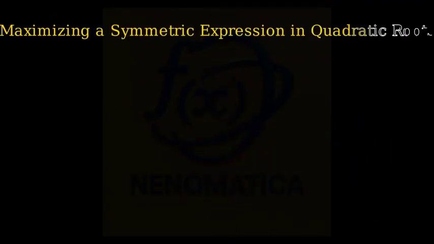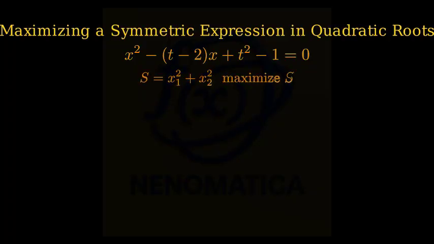Example: we will maximize the sum of the squares of the roots of a quadratic. The equation is x squared minus (t minus 2) times x plus t squared minus 1 equals 0. We want the maximum of s, where s equals x1 squared plus x2 squared, and also the value of t where it occurs.